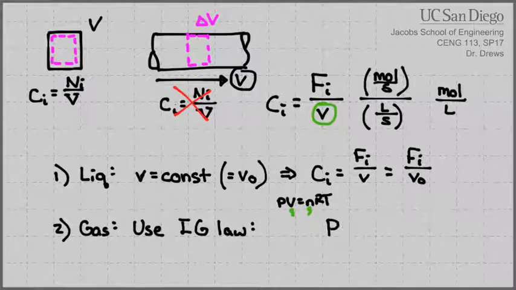Instead, it's going to be P times the volumetric flow rate, little v, times the molar flow rate, F, R, T. What's the subscript that should go on F? Is it of the species or the total?